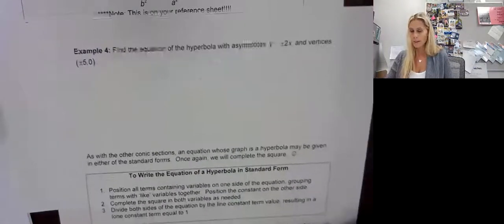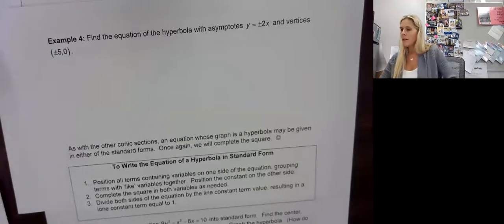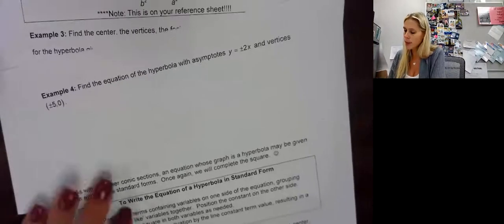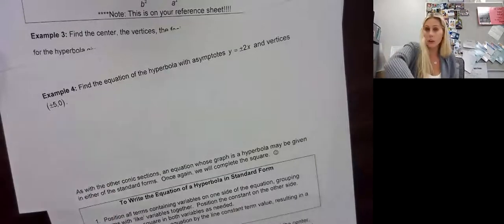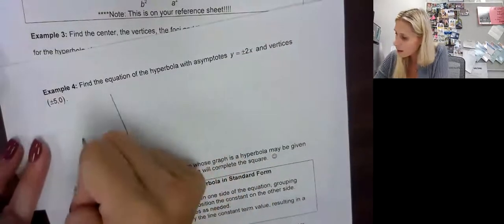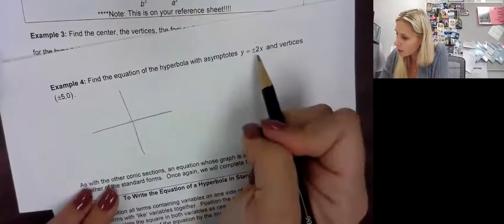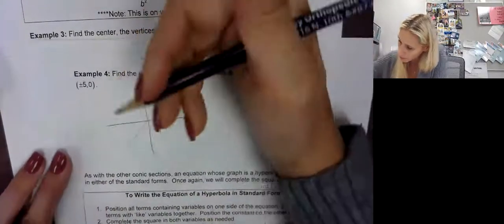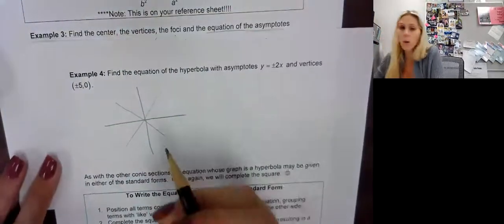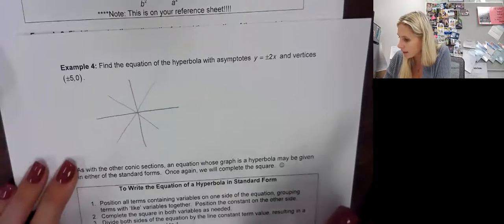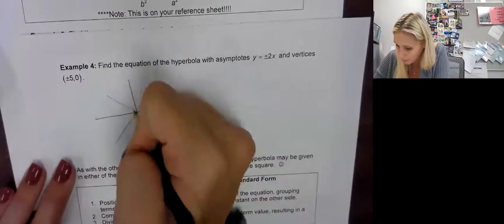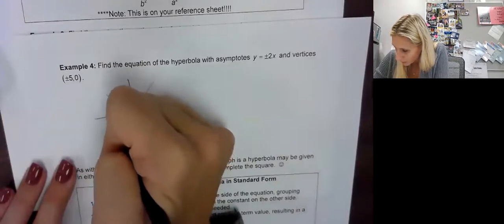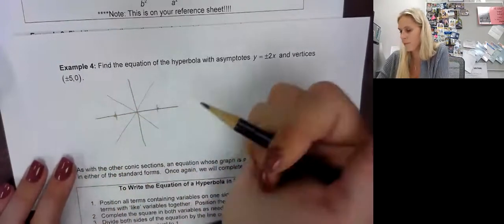All right, this one, of course, we have to get trickier, right? That's not fair. Find the equation of the hyperbola with the asymptotes y equals plus or minus 2 and the vertices. So let's draw it out because I want to see what I'm looking at. Okay, so y equals plus or minus 2, that means I have a linear equation that way and a linear equation that way. Of course, I'm just sketching it out to see what it looks like. The vertices are going to be at 5, 0. So 5, 0, negative 5, 0. Okay, again, so we're dealing with a horizontal.